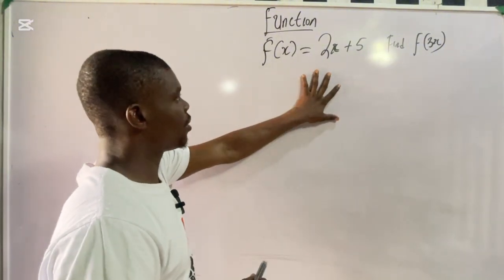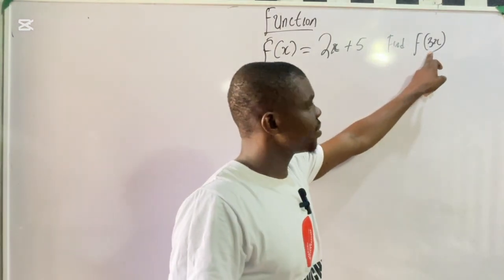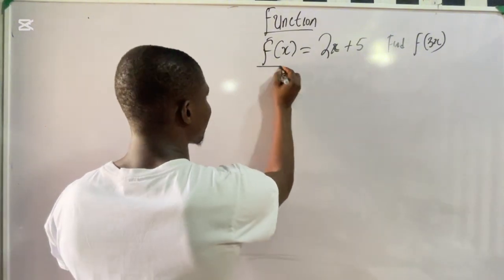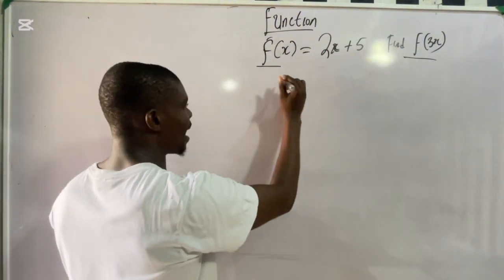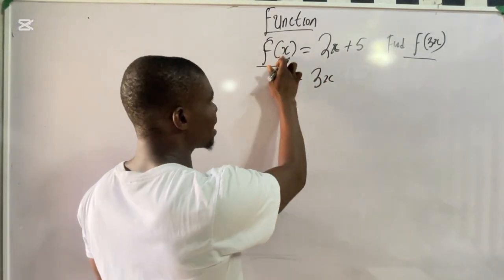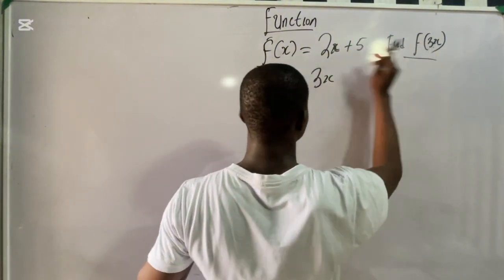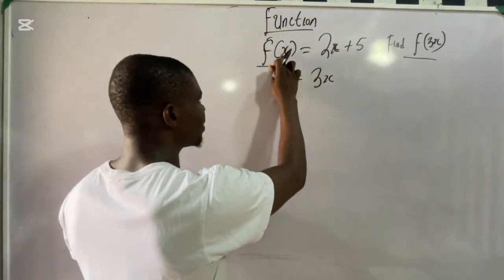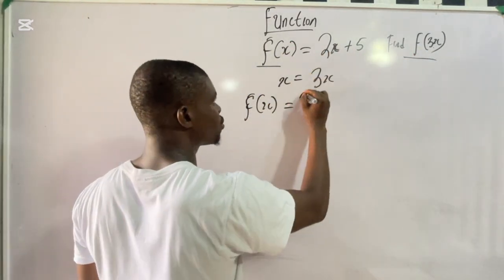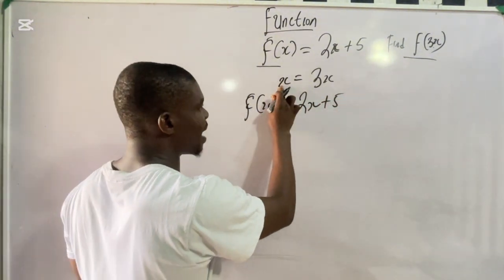If you have f(x) = 2x + 5 and you are asked to find f(3x), how do you solve it? What you want to know here is that this resembles this here. That is, x is equal to 3x. So if x is equal to 3x, then find f(x) = 2x + 5. That means anywhere I see x, I'll put 3x.